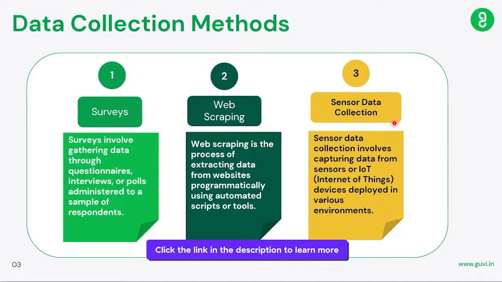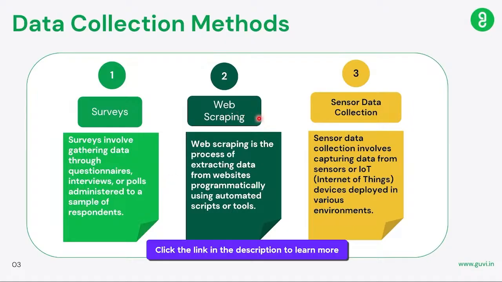The first method is surveys. What are surveys? Surveys include collecting data through questionnaires, interviews, or polls administered to a sample of respondents. Surveys can be conducted in various formats, including online surveys, telephone surveys, or in-person interviews. Considerations when using surveys include designing unbiased questions to gather relevant information, ensuring the sample is representative of the population of interest, and addressing potential response biases or inaccuracies.